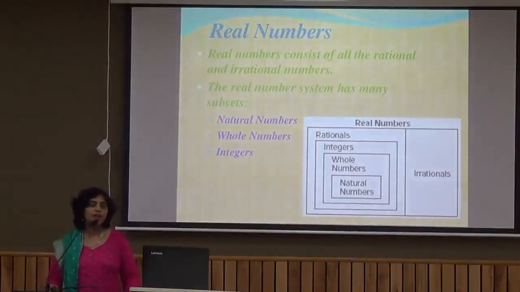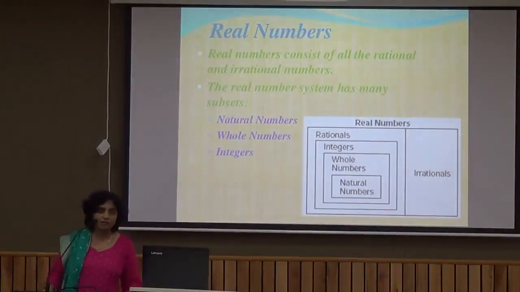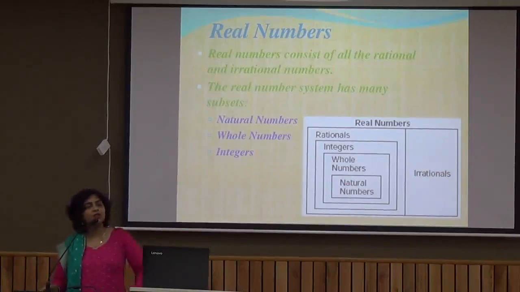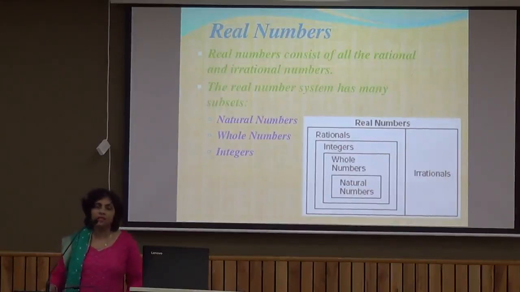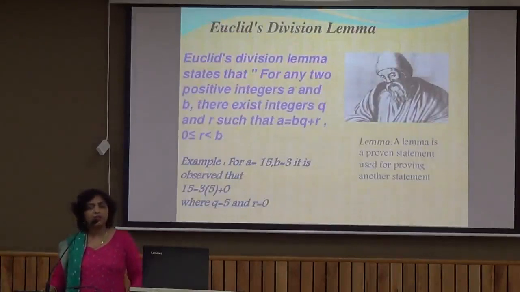Then we had the negatives of the positive numbers. Together they were called integers, and then came the fractions, and fractions of negatives became rational numbers. Then there were numbers which were not rationals also, so those were irrationals, and together all the numbers are called real numbers. So let's together start real numbers. First is Euclid division lemma.